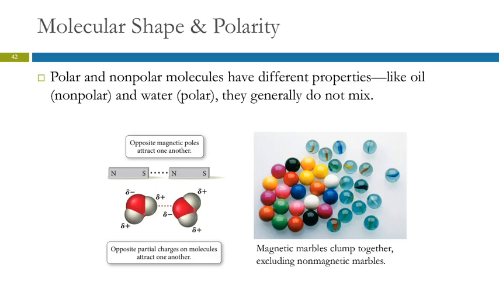The reason that the oil floats is because it's less dense. There are other substances that are nonpolar that are more dense than water, and they'll form a layer on the bottom with the water on the top. Any questions? So polar and nonpolar substances generally do not mix with each other.